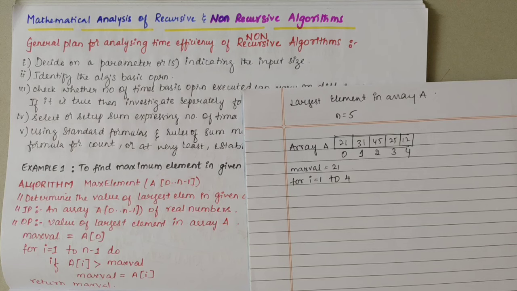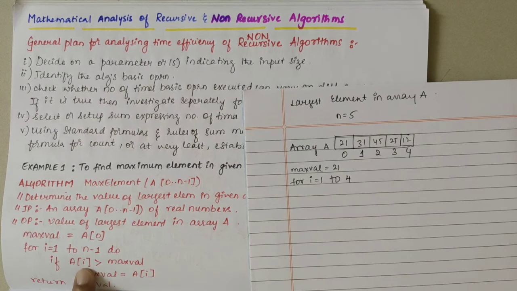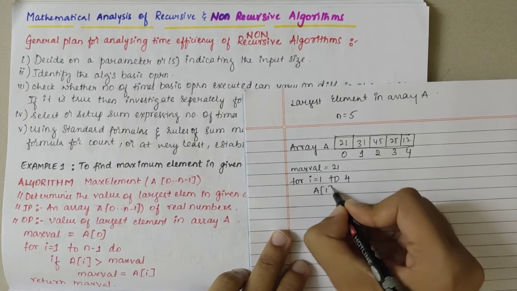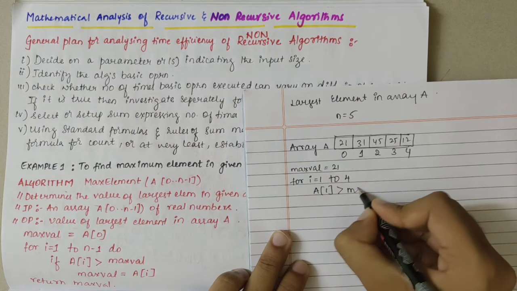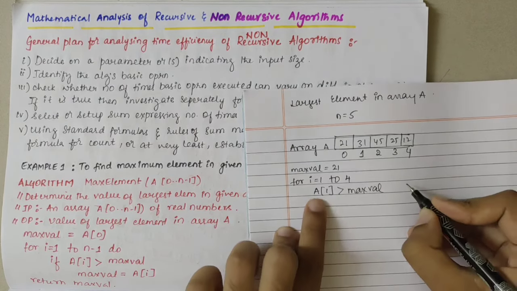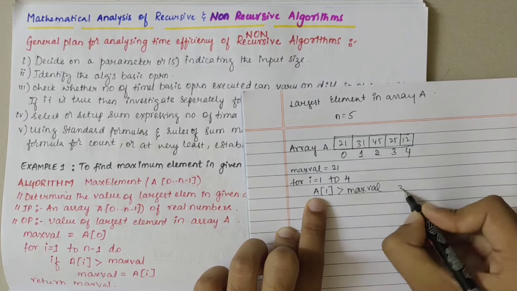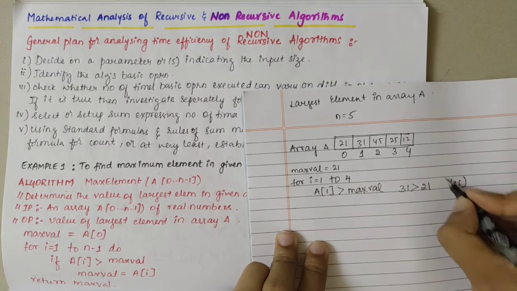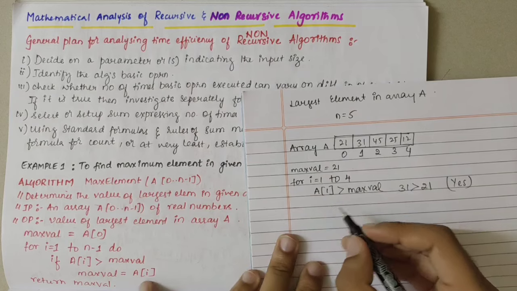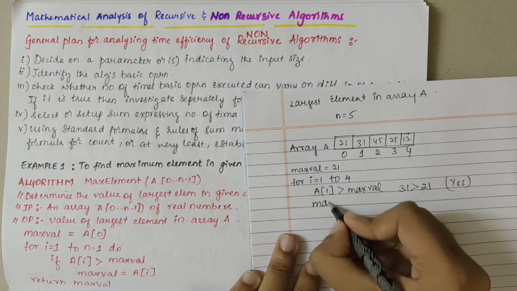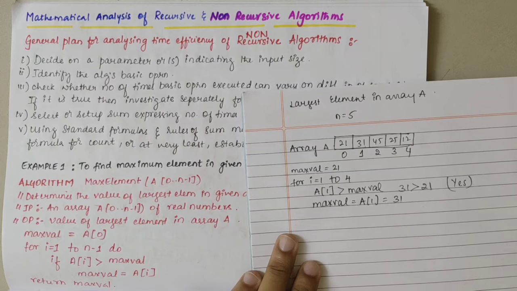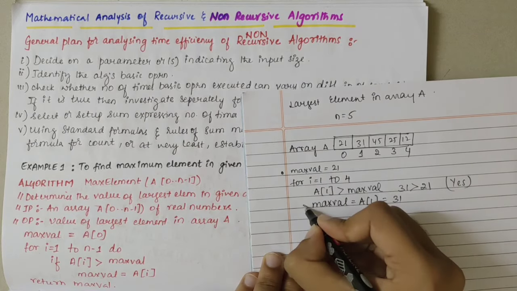Next, I have the condition: if A of I is greater than max val. A of I means A of 1. A of 1 is 31. Is 31 greater than max val, 21? Yes, this condition is satisfied. If this condition is satisfied, then we need to update the max value. So max value would be A of 1, that is 31. So I have got the new updated value of max value.